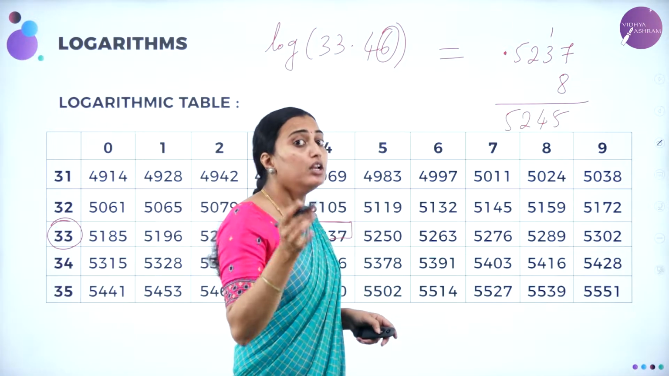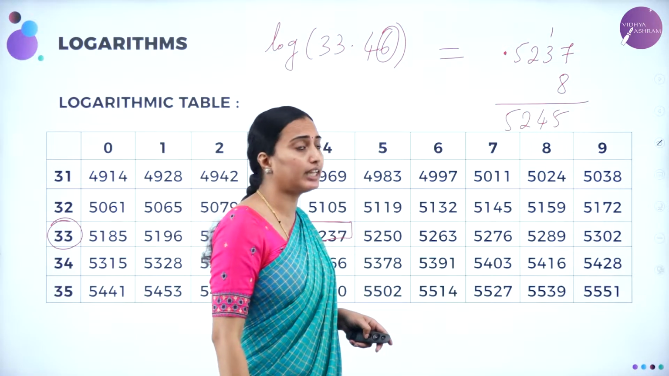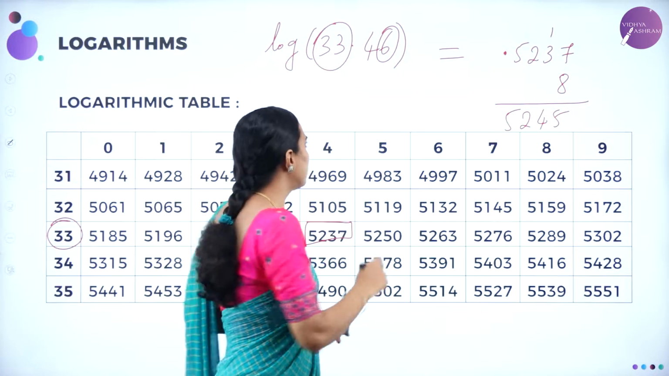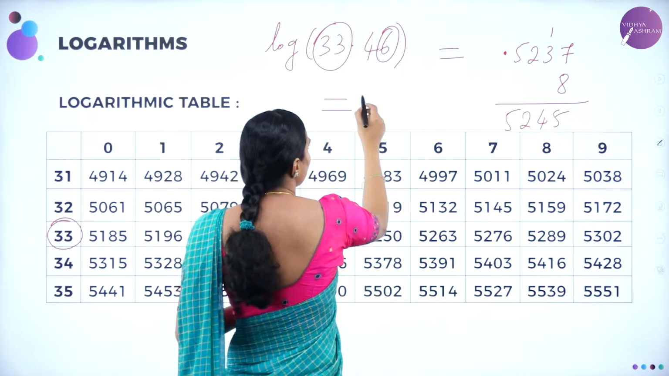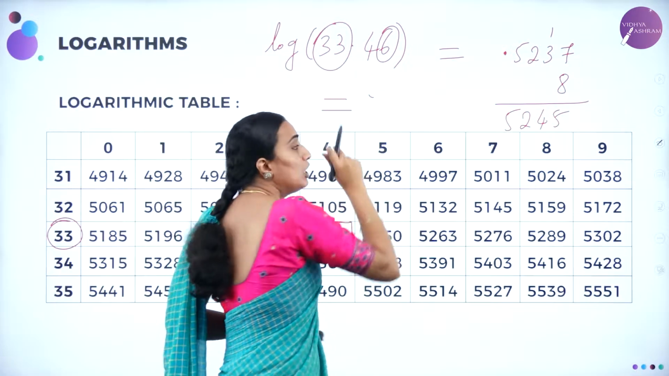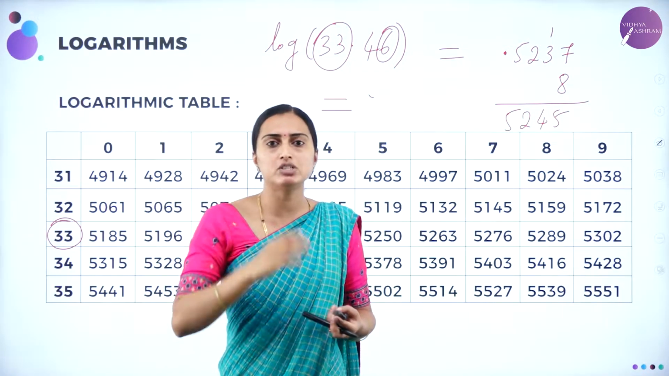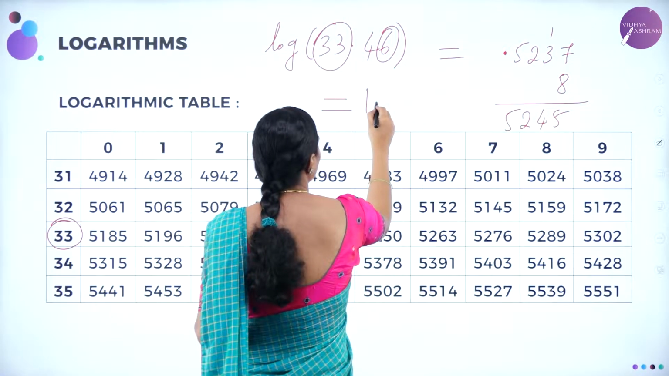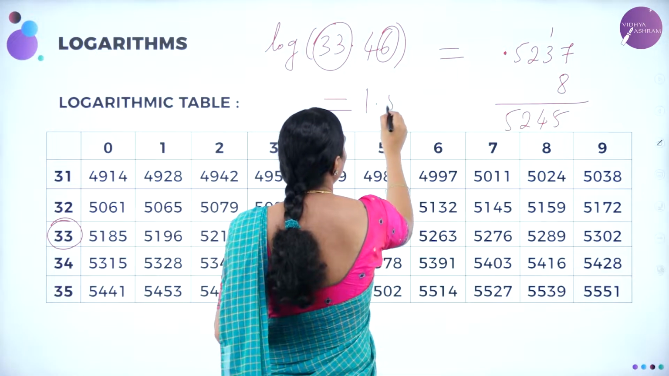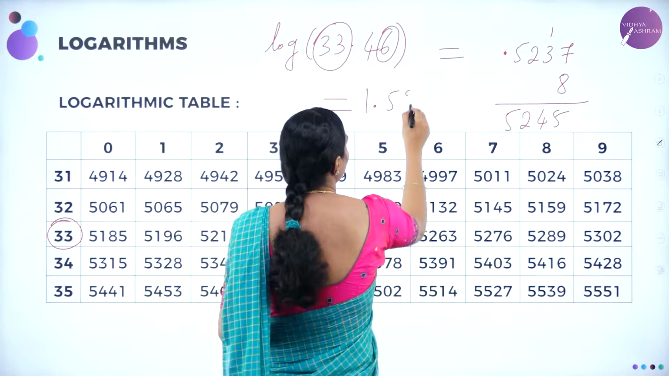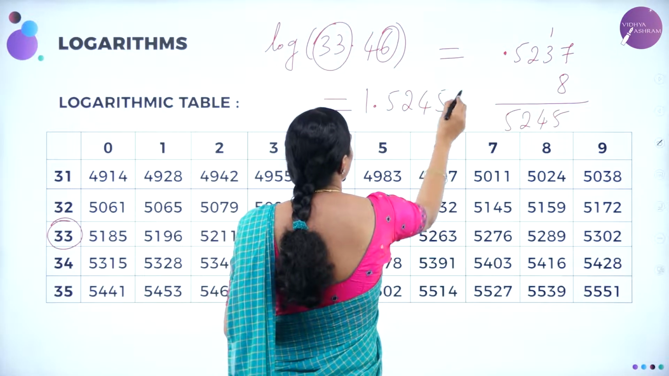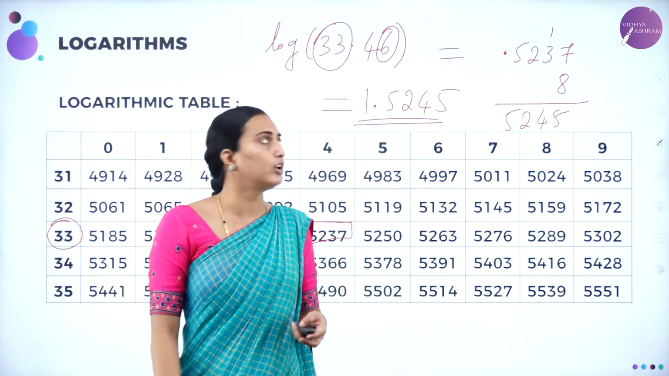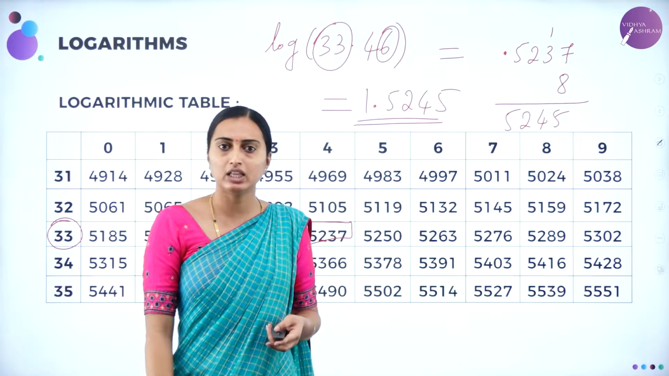Not yet the answer. You need to see the characteristic. What is the characteristic? Here you are having 2 digits before the decimal point. So 2 characteristics means you are going to write the value as 1. That is, if you are having 2 characteristics, you are going to do minus 1. Minus 1 means 1 point, what is that? You are going to have 1.5245. This is your answer for log of 33.46. I think you understood.